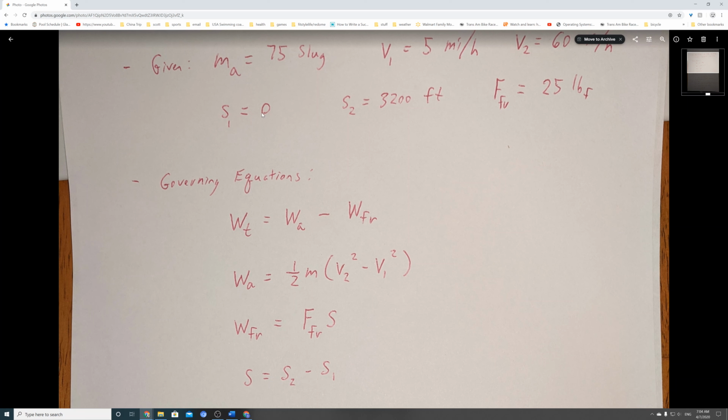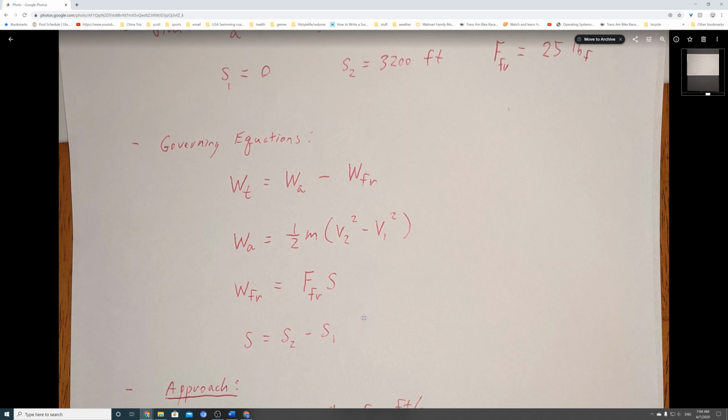And what I did is I started off saying, okay, its initial position is 0. So it's just going through a certain distance. So it's force over a distance. And acceleration is just going to be v squared, the second velocity, minus where you started at, okay? So it could be that you're decelerating and this comes out to be a negative value, but not in this case, okay? So we have our governing equations for this problem.